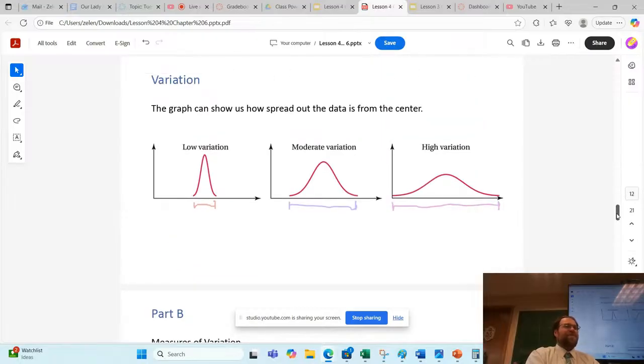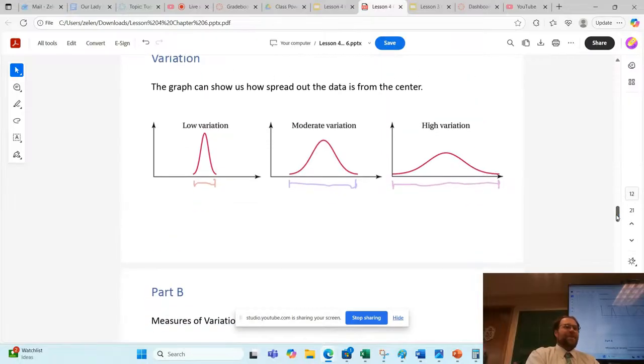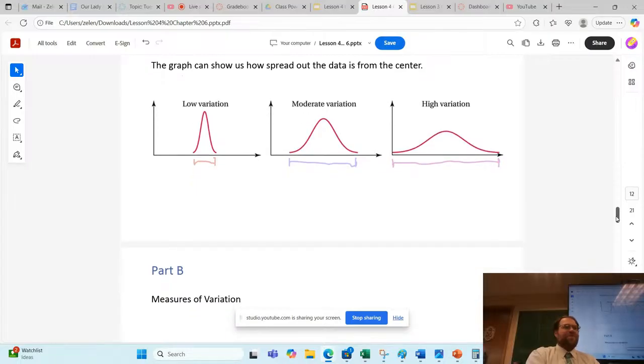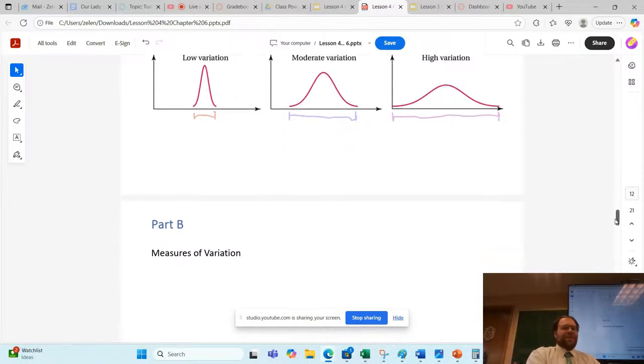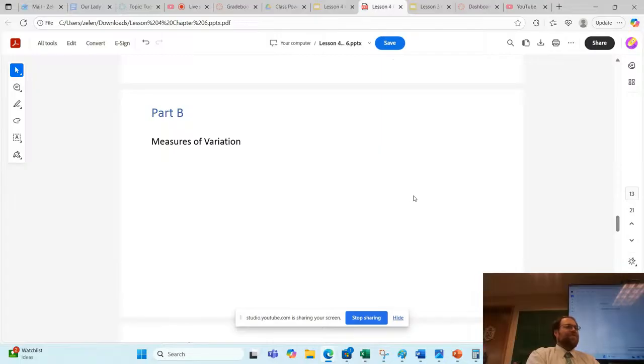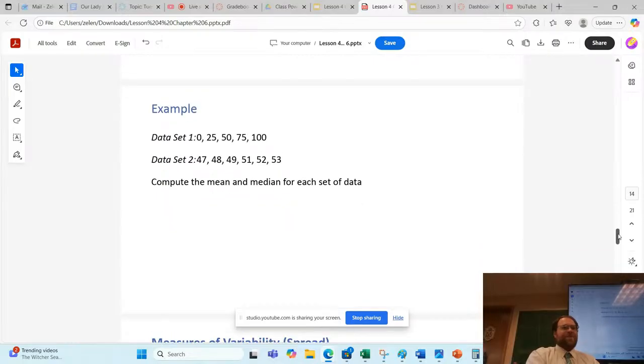So everything so far, mean, median, mode, range, those are all measures of center. Things that are going to tell you where the center of the data is. There's also measures of variation. And that's where we're going to need something else here. So if you compute the mean and median of each of these, what would the mean of data set 1 be?